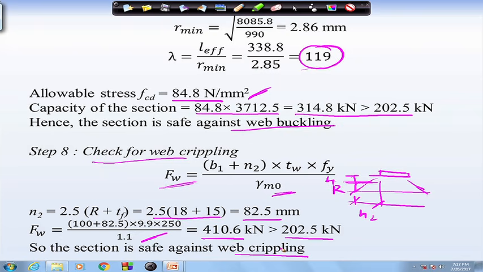So, this is how all the checks are performed, and the size of the section which has been assumed is safe. This is how we can design a section under low shear when it is a laterally supported beam. If it is laterally supported and under low shear, how to design has been demonstrated through this example. Okay.